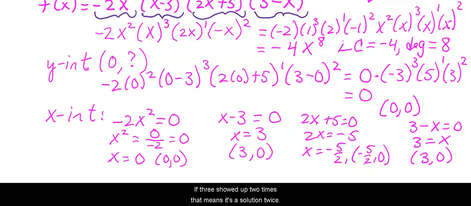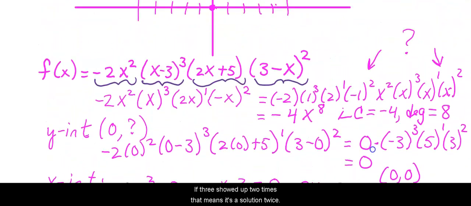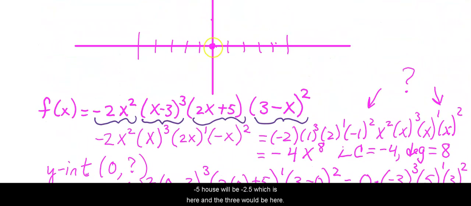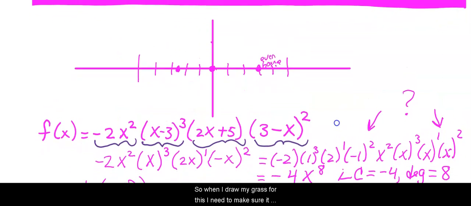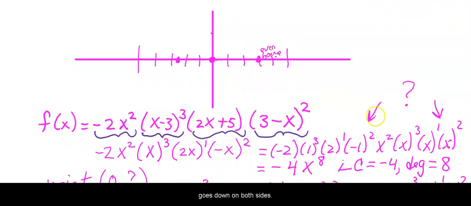If 3 showed up 2 times, that means it's a solution twice. The -5 halves would be -2.5, which is here, and the 3 would be here. But the 3 showed up an even number of times, and an even number of times means it will bounce at that point. So when I draw my graph for this, I need to make sure it goes down on both sides to take care of the leading coefficient being negative and the degree being even, and I need to hit each of these points.